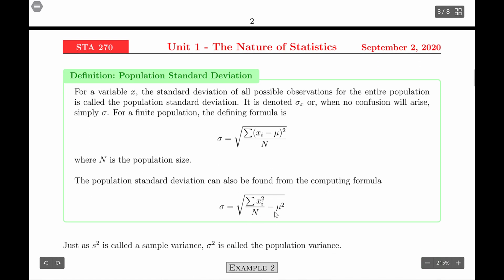There's also a computing formula for this that you can use if you want to do these by hand, and that's the sum of all the observations squared divided by the size of the population minus the square of the mean, or the population mean, and then you take the square root of that and you'll get sigma, or the population standard deviation.